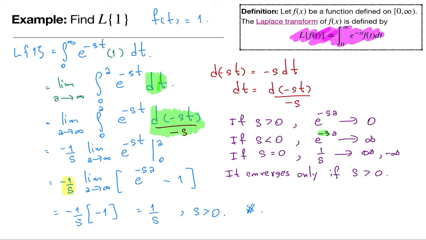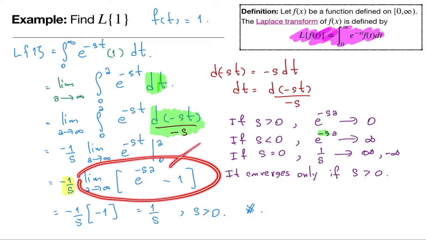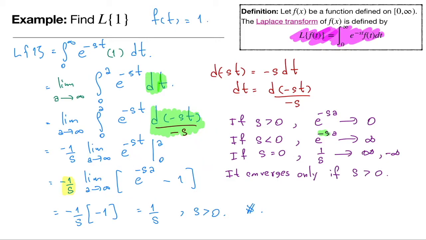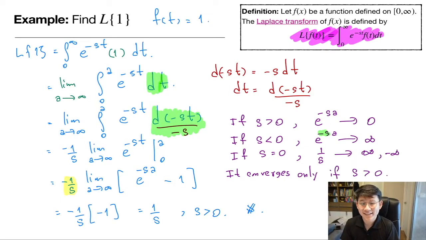Make sense? Okay, because otherwise if s is not positive, this limit will go to either infinity or minus infinity, and we can't really find a value. So when you do the Laplace transform, this is quite important as well. You need to know when it converges. Okay, in this case it converges when s is positive. Make sense? Okay, this is how to compute the Laplace transform by definition.